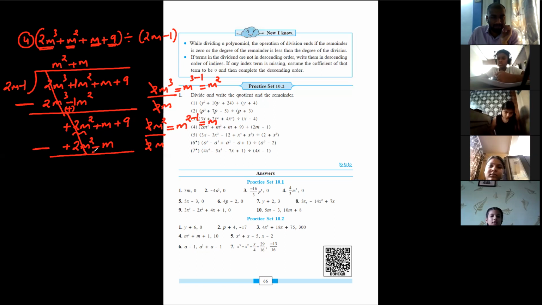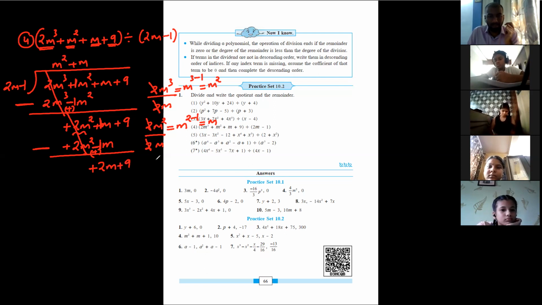Next, subtract. On subtracting, this term gets cancelled. The sign of minus m changes to plus m. Here it is 1 and here it is 1, so the greater number in both of them is 1. So I'll put plus over here. Both the signs are the same, so you will add. You will get 2m plus 9.